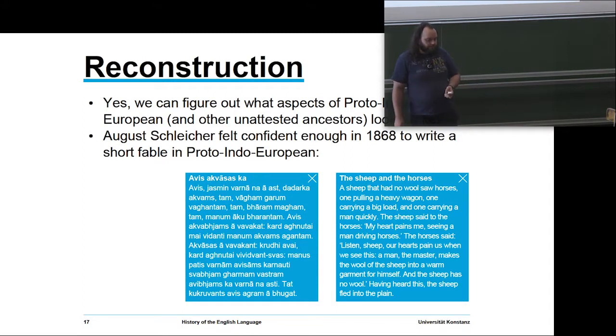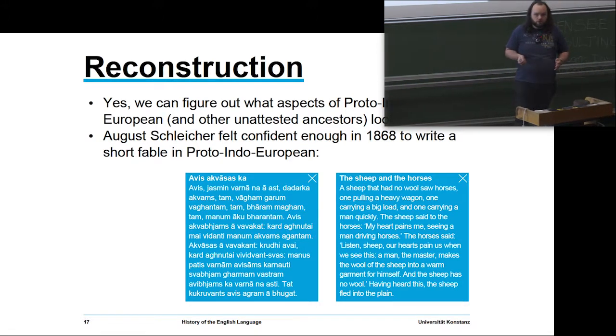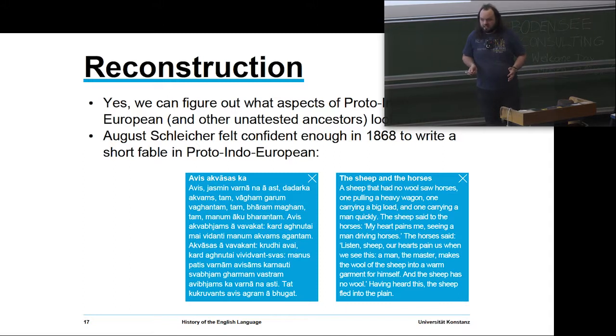We have to reconstruct, and this is possible. So here we've got a little fable. This is the fable of the sheep and the horses. August Schleicher, a 19th century German linguist, was actually confident enough that he knew what Proto-Indo-European looked like that he wrote a little story in it.